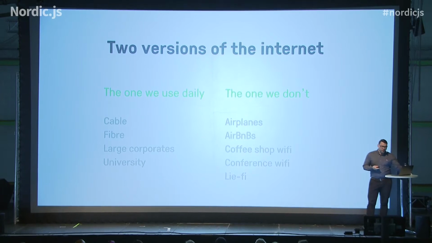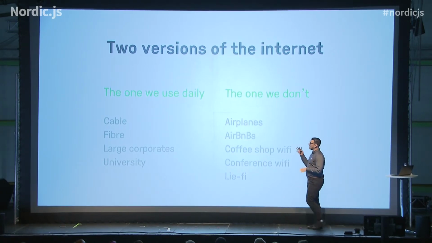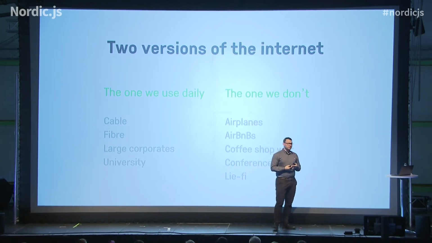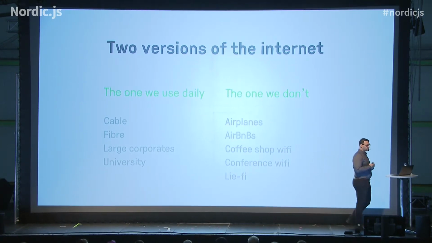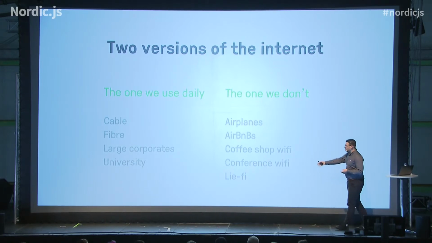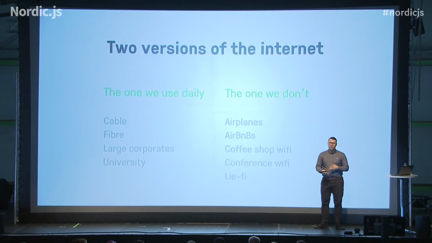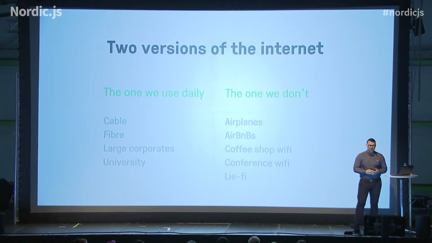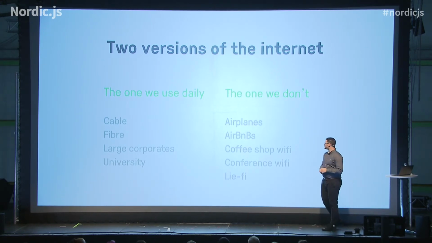But what's very true is that there are 2 versions of the internet. There's the one that we use every day as developers in our offices and at our homes and maybe at our universities. And then there's the one that we don't. While I'm traveling to the other side of the world, sometimes the Wi-Fi on my flight over the ocean is better than what is in my apartment. It's very possible to have a different situational connection.